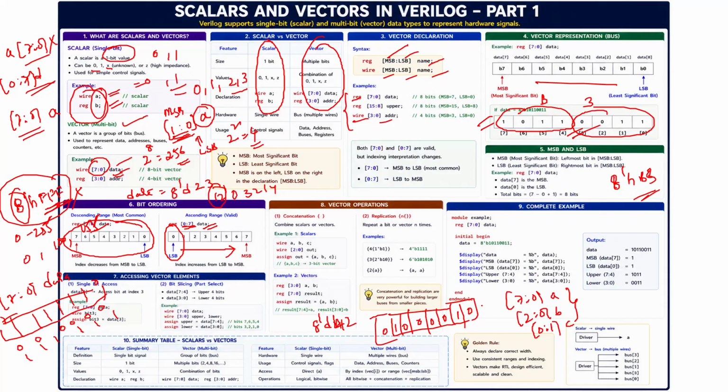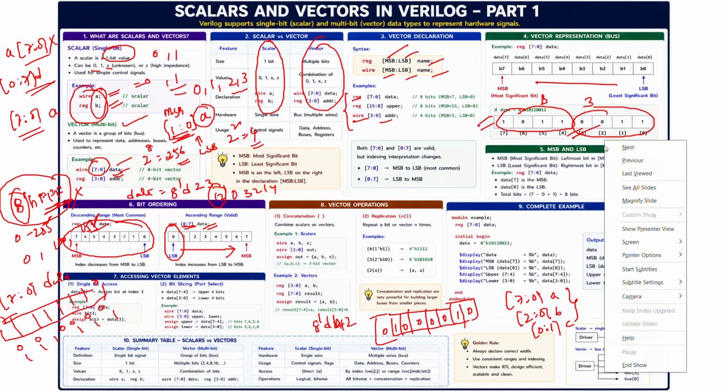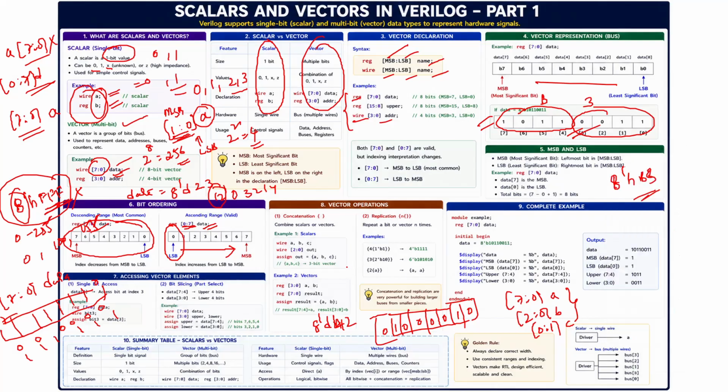Some concatenation operators I will explain to you: what is concatenation, and then replication. In the further slides we will tell you, so don't go into the concatenation operators here. So this is the example.